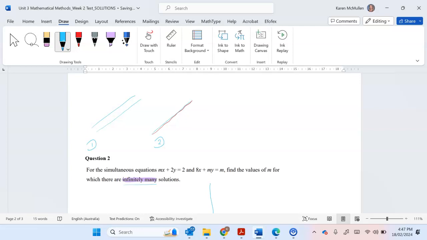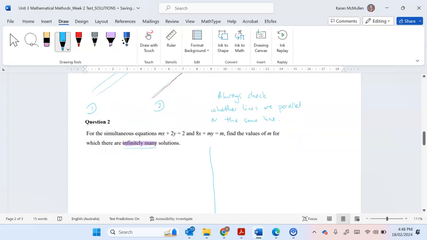So always check whether lines are parallel or the same line. So when you're doing your methods, either method, you're first of all checking the gradient, and then effectively you're checking, well, if the gradient's the same, are my lines therefore parallel, or are they the same line? Because in both of those 2 scenarios, the gradient's the same.